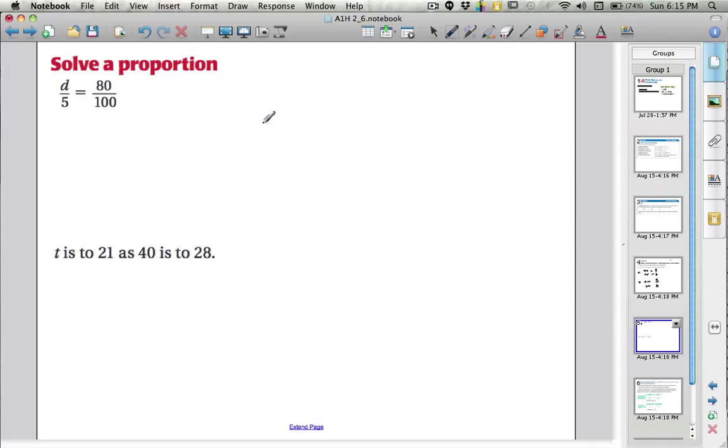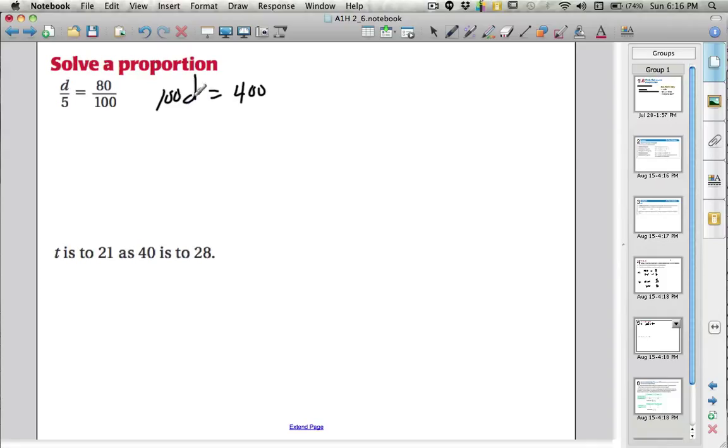Okay, a proportion is two ratios that are equivalent to each other. And what we're going to do in this case is find the cross product. So hopefully you've learned to cross multiply. And what we're actually doing when we do this, I'd like to be kind of explicit. I know that the cross product is 100d is equal to 5 times 80, which is 400.